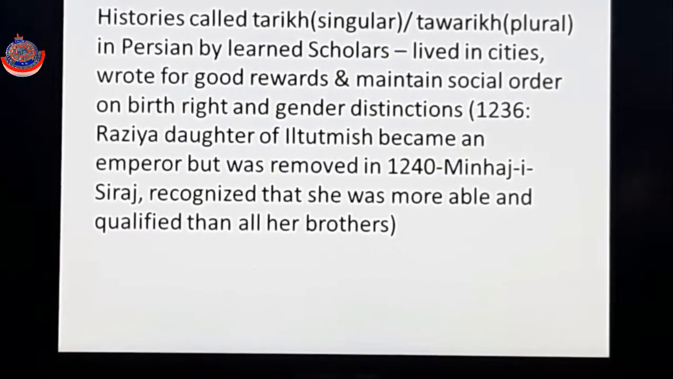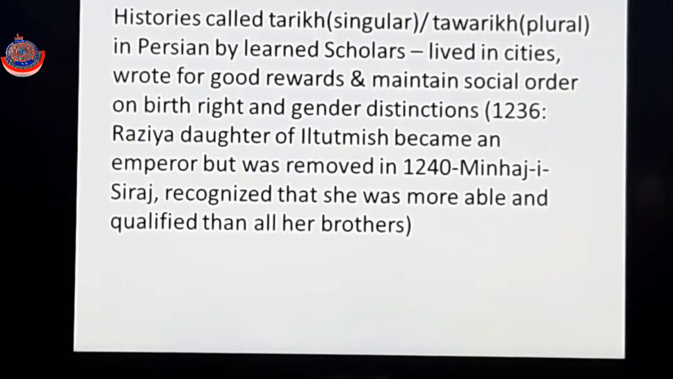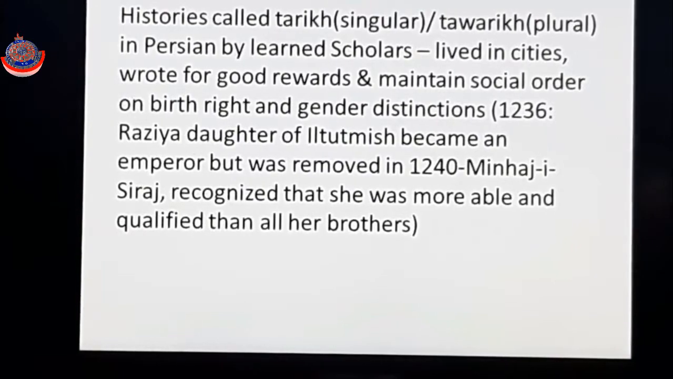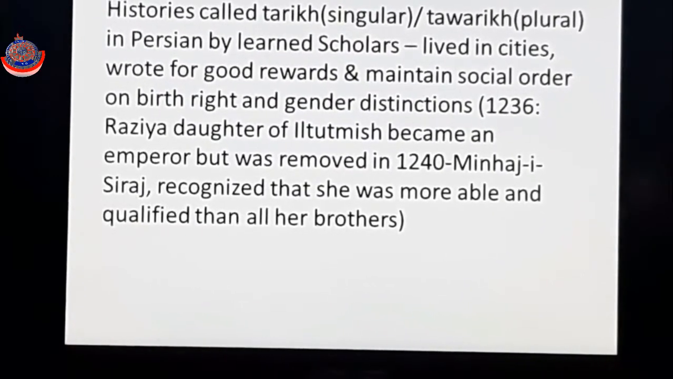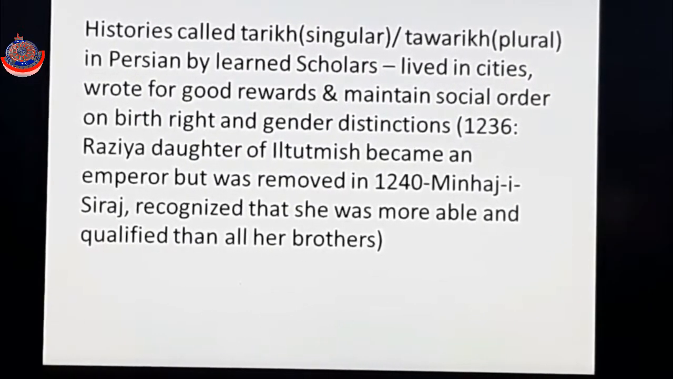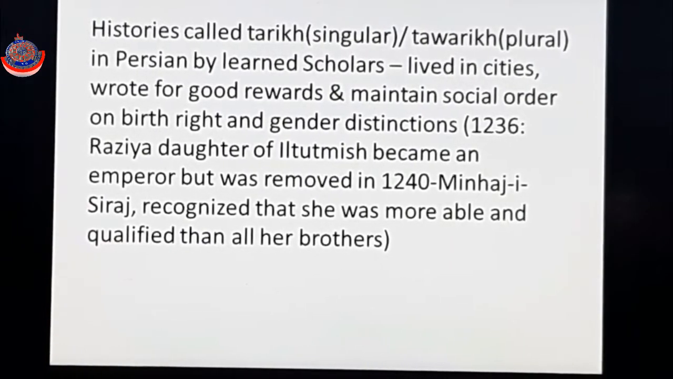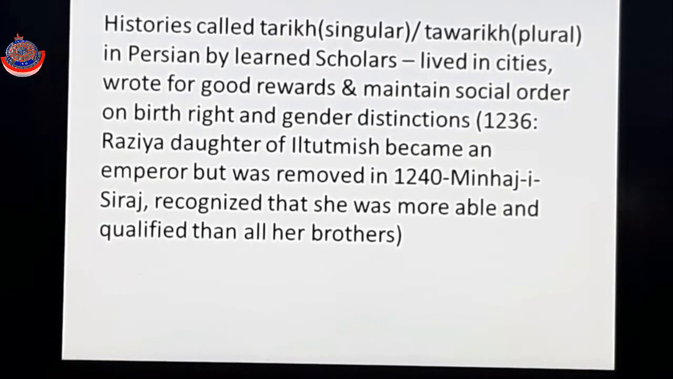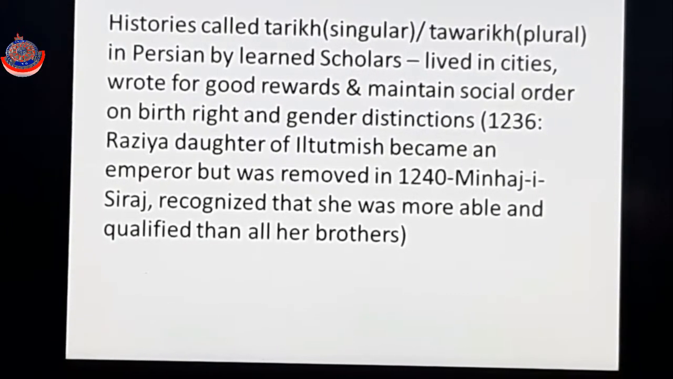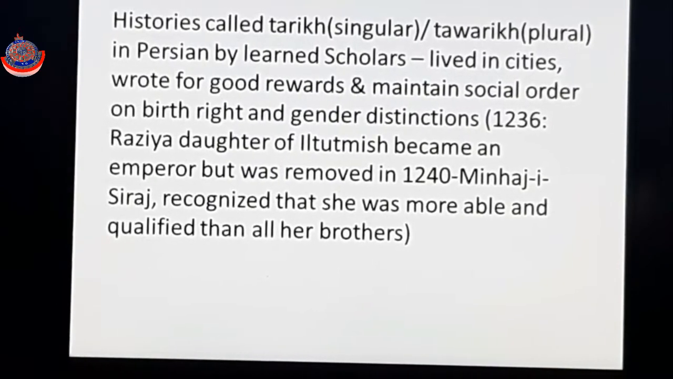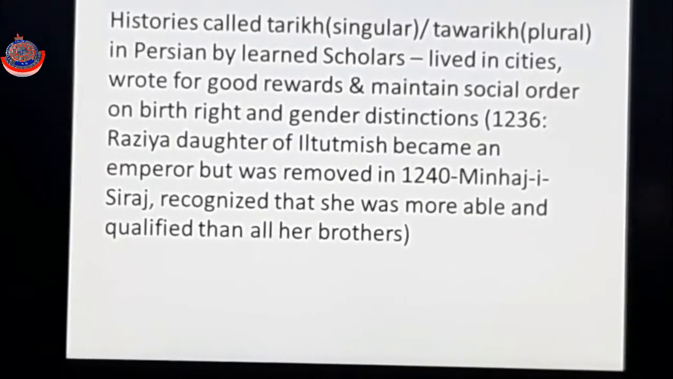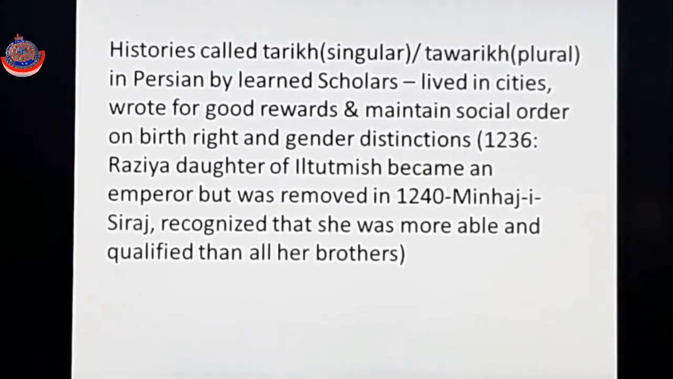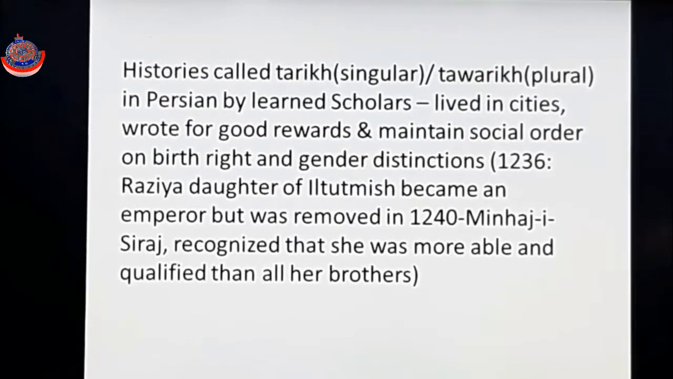In 1236, Razia, the daughter of Iltutmish, became an emperor, but she was removed in 1240. She was removed because although she was more qualified than her brothers, she was still not accepted by the nobles. They were not happy with her and finally she was removed. This shows the gender bias.